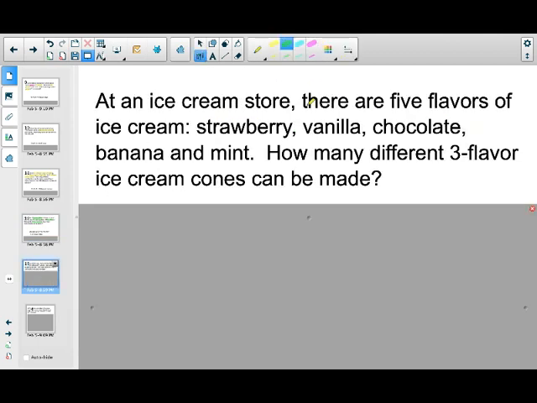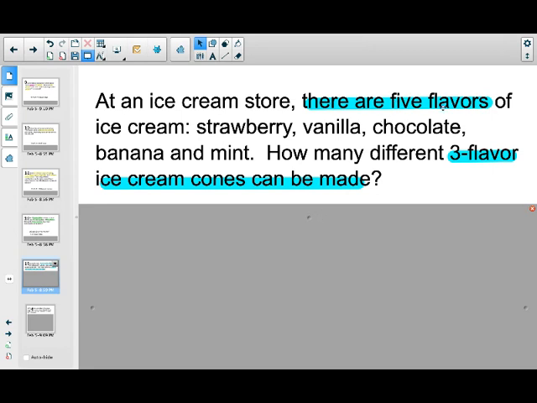Next one here, at an ice cream store, there are 5 flavors of ice cream: strawberry, vanilla, chocolate, banana, and mint. How many different 3-flavor ice cream cones can be made? So notice there are 5 total flavors, and we only want 3 of them. With this one, it's kind of up in the air whether the order is going to matter or not, so I actually did both options.